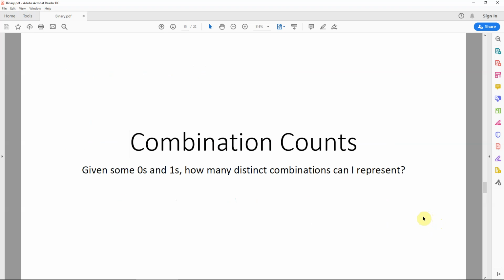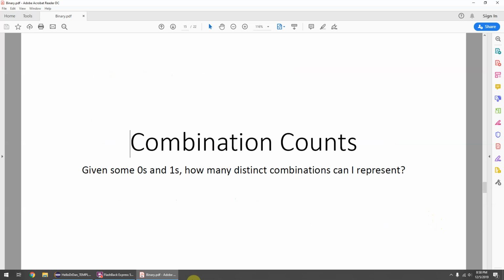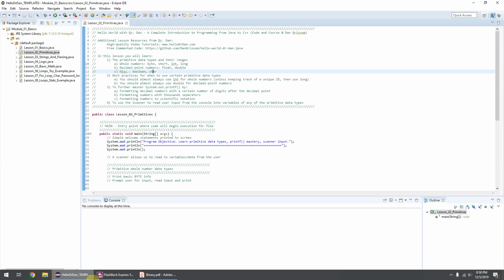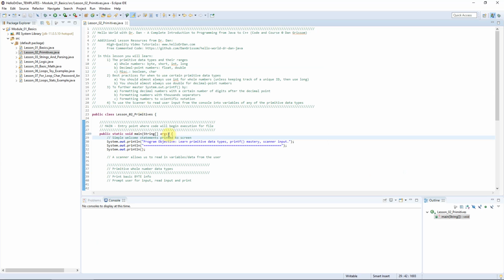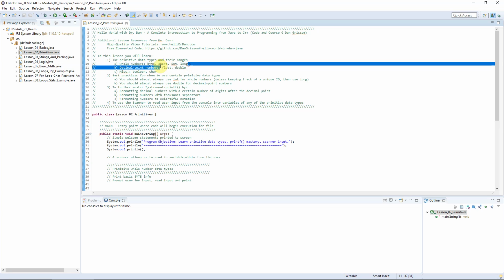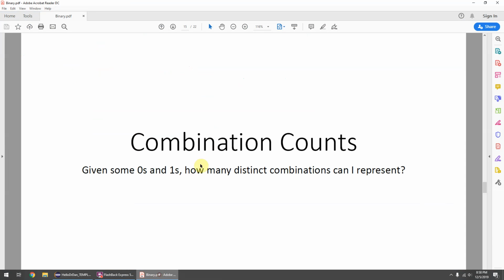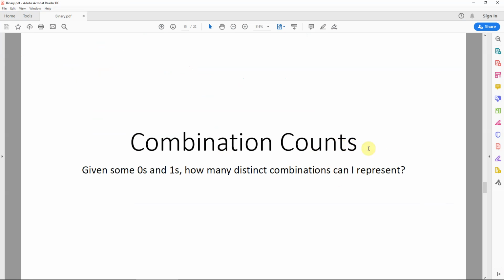To lead us into what we're ultimately going towards, there's the concept of primitives. We have a bunch of data types, and in order to understand all these different data types, we have to understand a little bit of binary first. So the last question we're going to talk about is, given a bunch of zeros and ones, how many distinct combinations can I represent? How many distinct values could I encode with a bunch of zeros and ones?